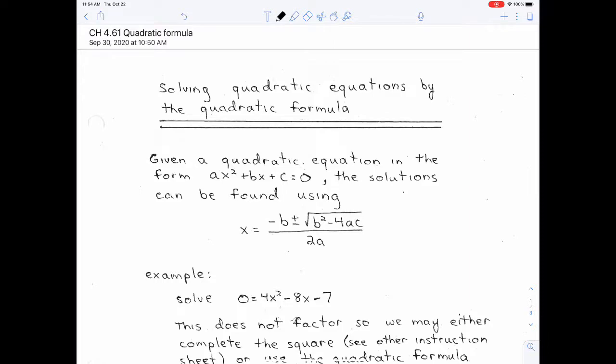Now, how have we solved quadratic equations before? First of all, by factoring. That's the main way we're solving, by factoring if you can do it. But what if it didn't factor? Last time, we looked at completing the square. Well, there's another way besides completing the square.